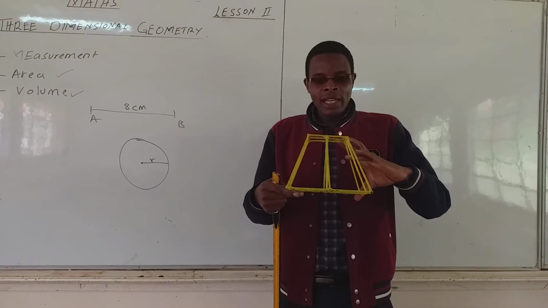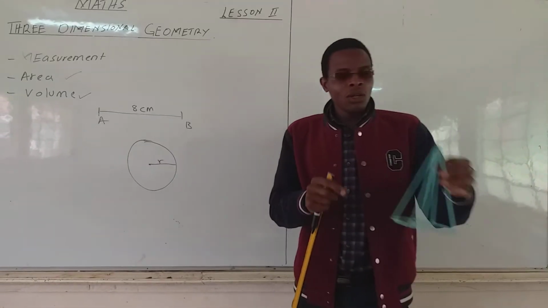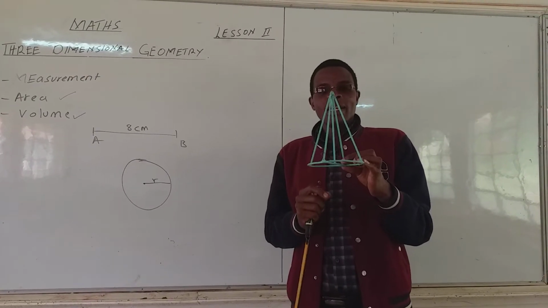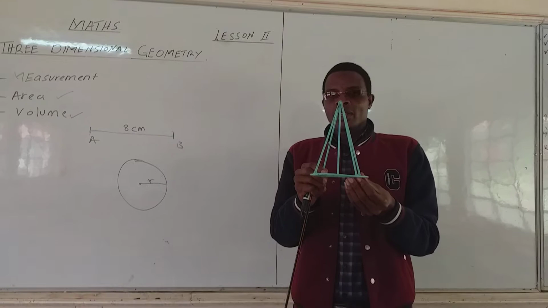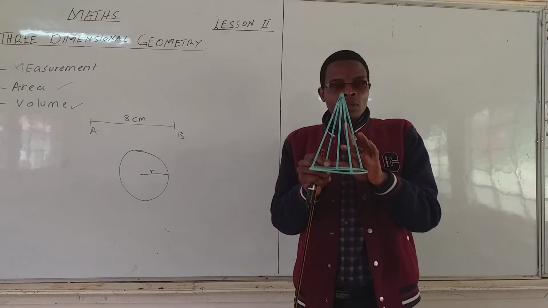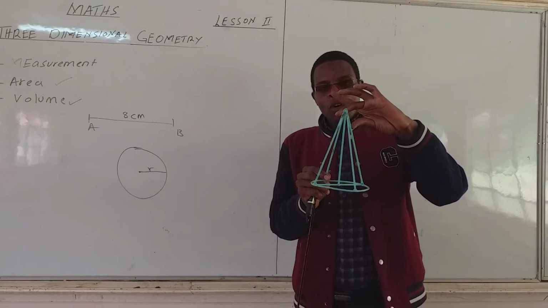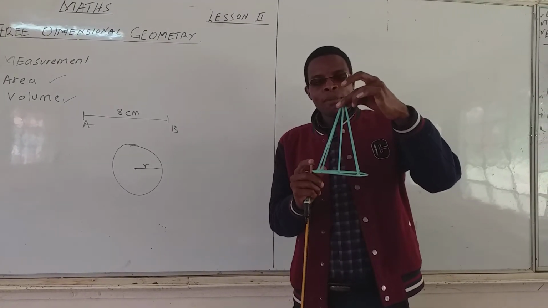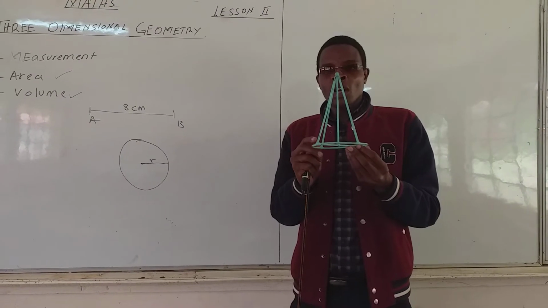This is another example of a three-dimensional geometry. Also, what I have here is an example of a three-dimensional geometry, whereby this is what they call a cone. And we can find the volume of a cone, which is a third by r squared h. You can find the measurement of this cone in terms of the perimeter. Also, we can find the area of the cone.